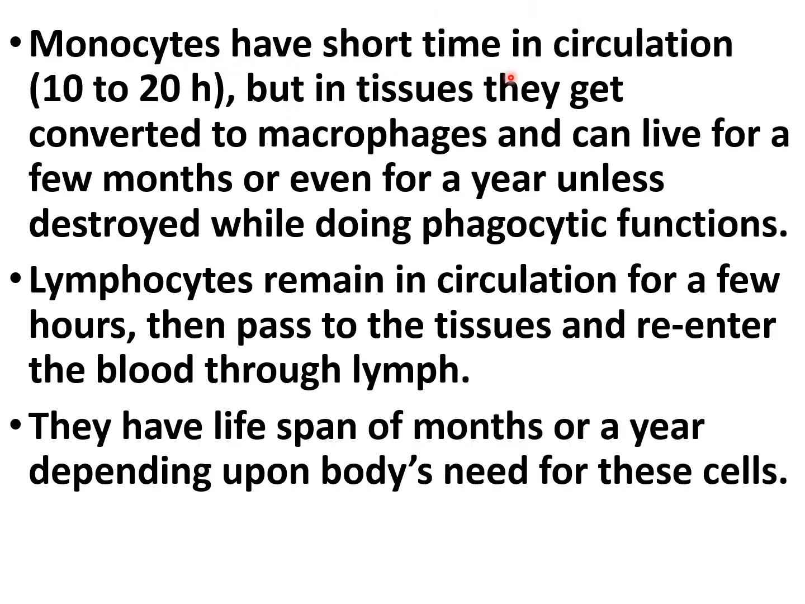Monocytes have a short time in the circulation, but in the tissue they get converted into macrophages and can live for a few months or even for a year unless destroyed while doing the phagocytic functions. Lymphocytes remain in the circulation for a few hours, then pass to the tissues and re-enter the blood through the lymph. They have a lifespan of months or a year depending upon the body's need for these cells.